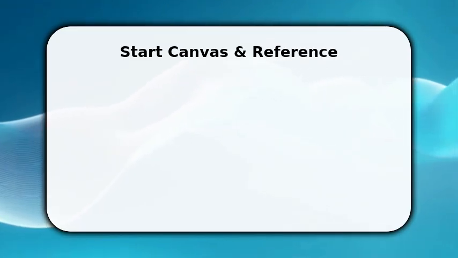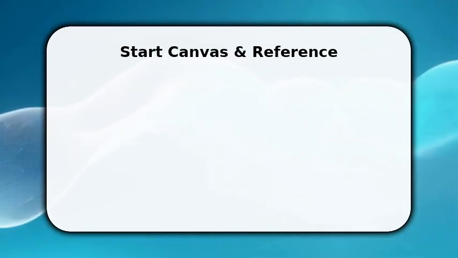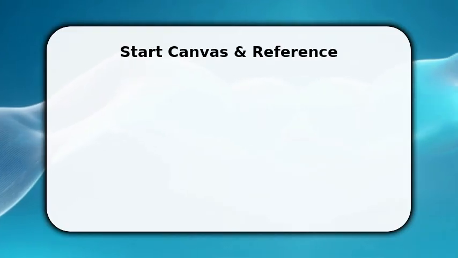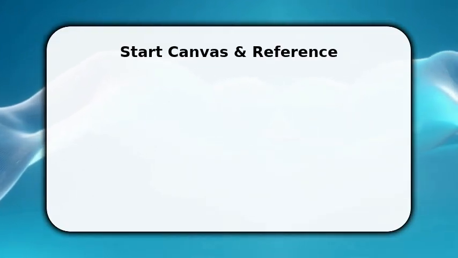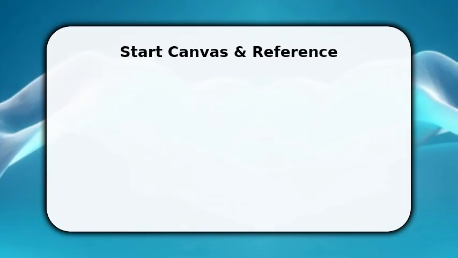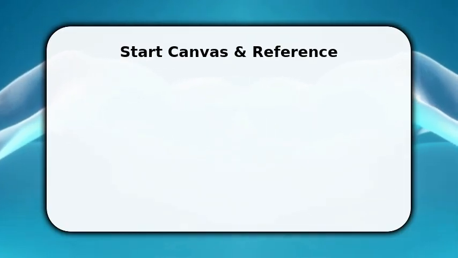Use the G pen or pencil at 10, 30 for a loose, rough sketch. As you draw, zoom and rotate the canvas to keep strokes comfortable. This first pass establishes composition and major forms before committing to cleaner lines.